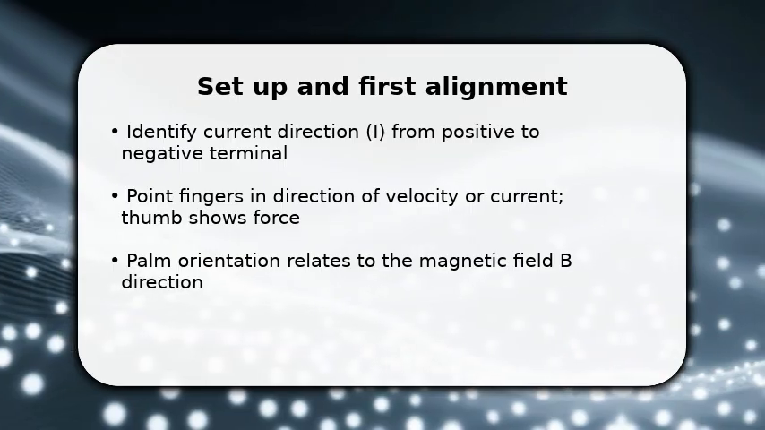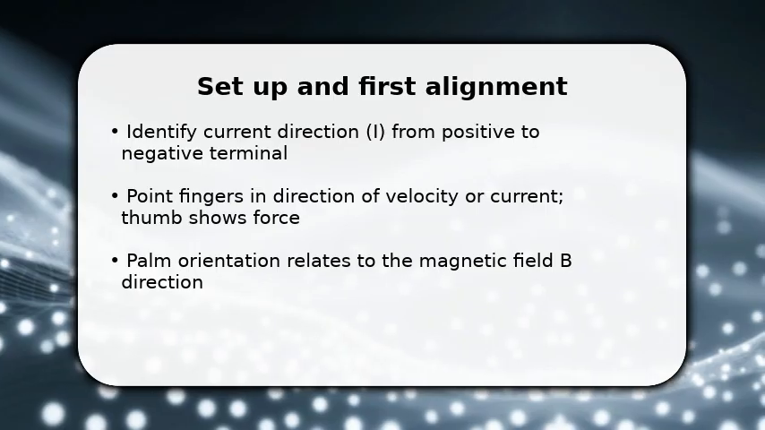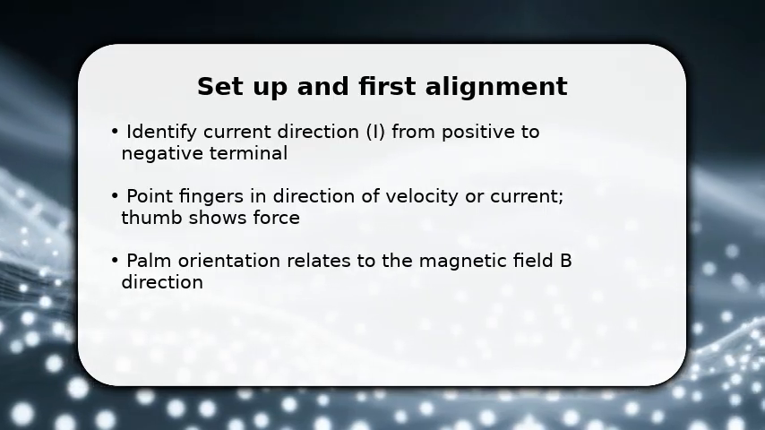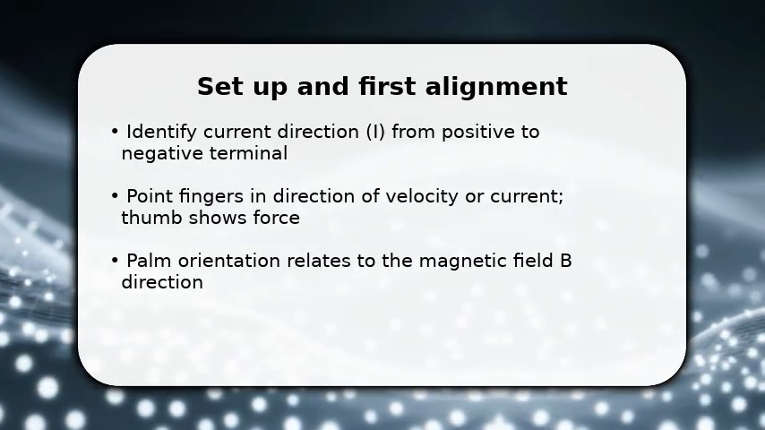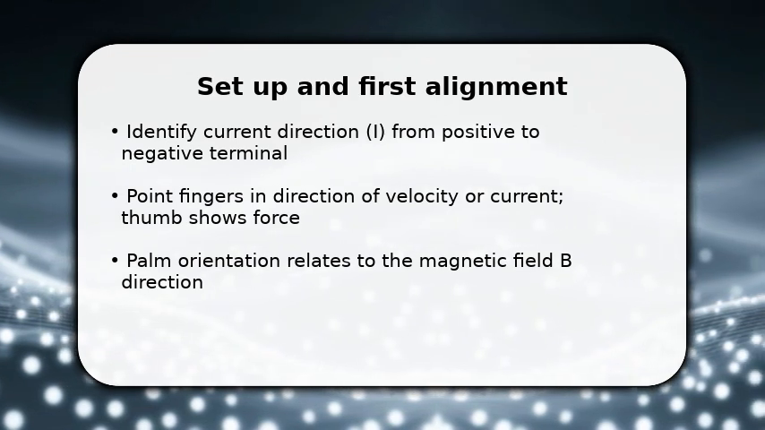Finally, align your thumb so it's perpendicular to both fingers. That thumb shows the magnetic force direction on a positive charge. Once done, check that fingers form a right-handed set. This is the foundation for every example that follows.